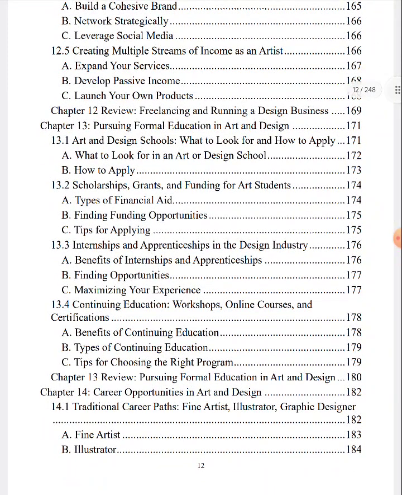Chapter 13, Pursuing Formal Education in Art and Design: art and design schools, what to look for and how to apply; scholarships, grants, and funding for art students; internships and apprenticeships in the design industry; continuing education, workshops, online courses, and certifications.